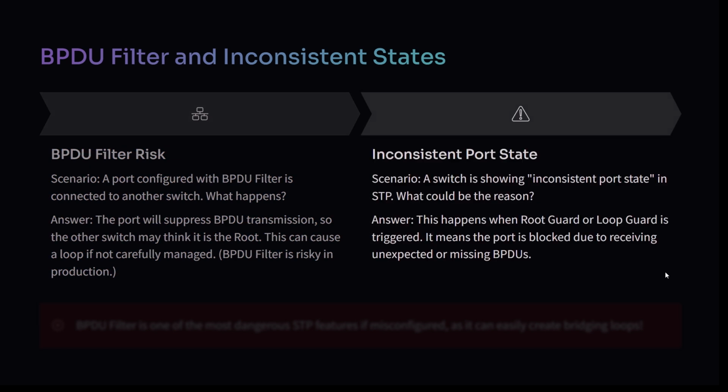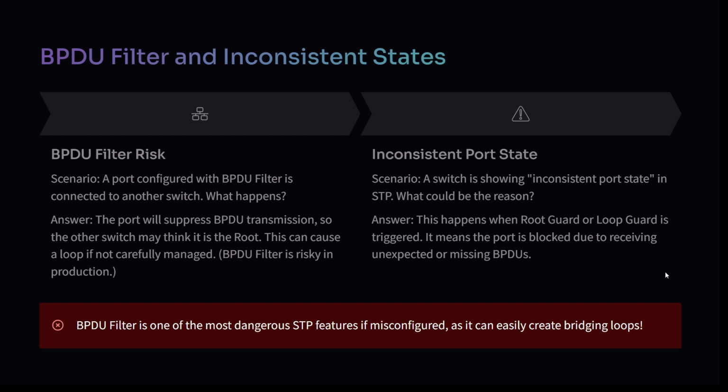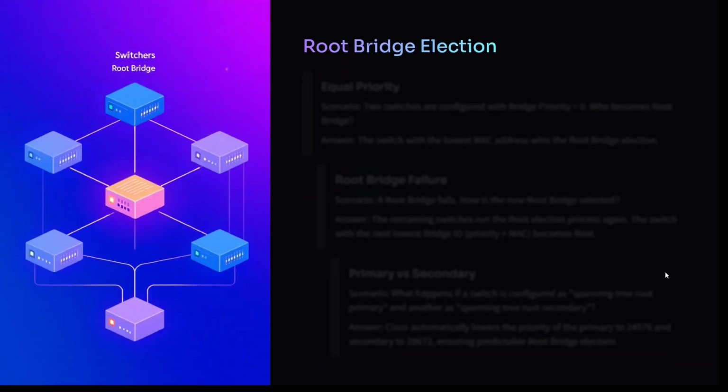Inconsistent port state. Scenario: a switch is showing inconsistent port state in STP. What could be the reason? Answer: this happens when root guard or loop guard is triggered. It means the port is blocked due to receiving unexpected or missing BPDUs. BPDU filter is one of the most dangerous STP features if misconfigured, as it can easily create bridging loops.